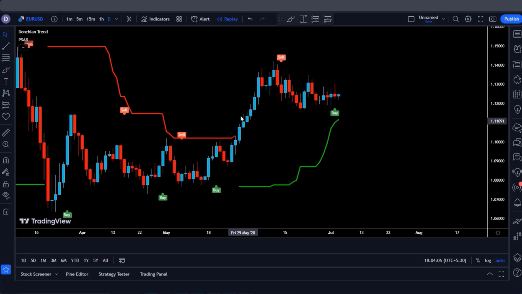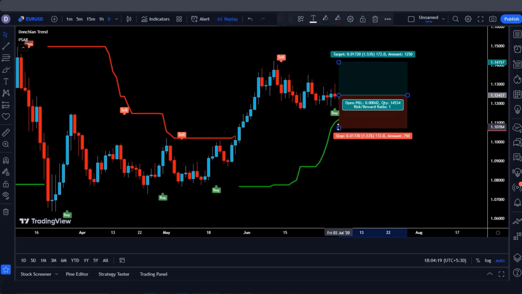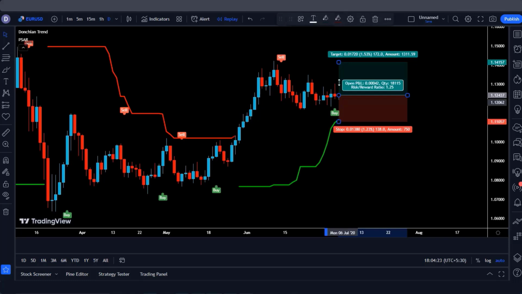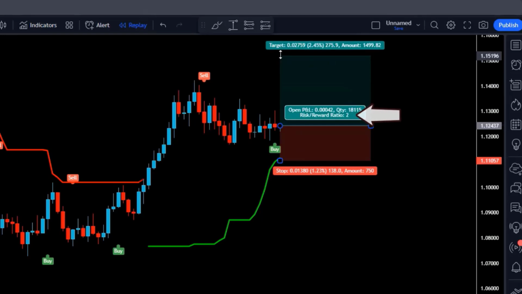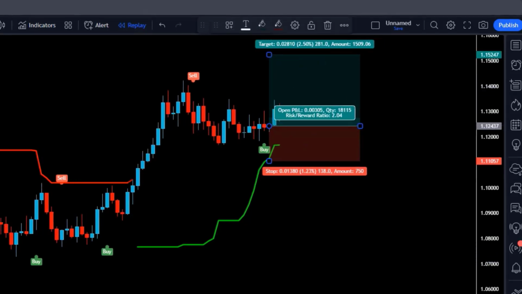To take a long trade, here are the conditions. First, the Donchian Trend should be colored green, and the price should be trading above it. This indicates a bullish trend. Second, the Parabolic SAR indicator should print a buy signal. This indicates that the market is shifting from a short-term bearish trend to a short-term bullish trend. We're going to enter a long trade here, set our stop loss below the most recent swing low, which is the lowest price point reached by the last 5 to 10 candles. For the take profit, we're going to set it at 2 times the risk. We let this trade run and it hits take profit.